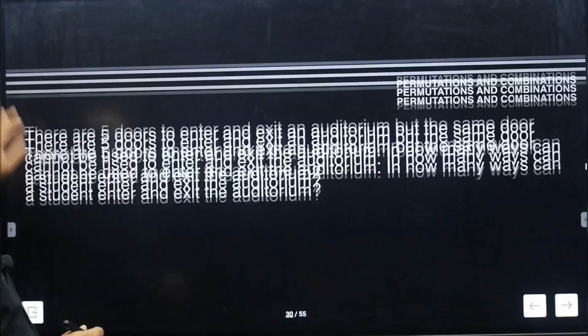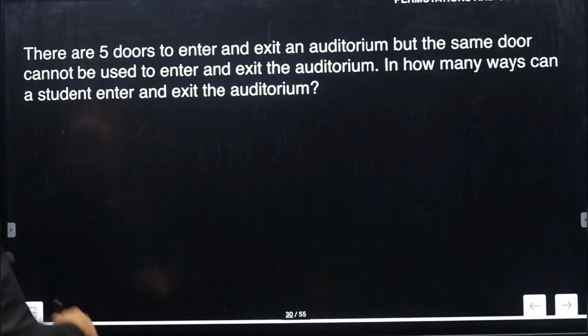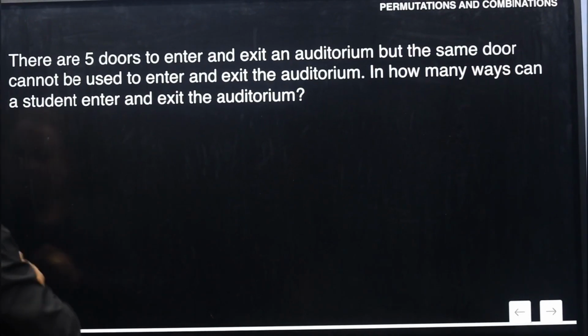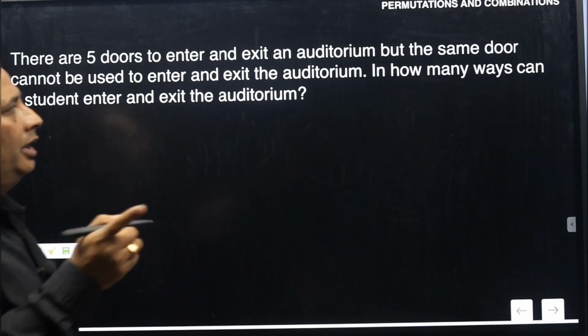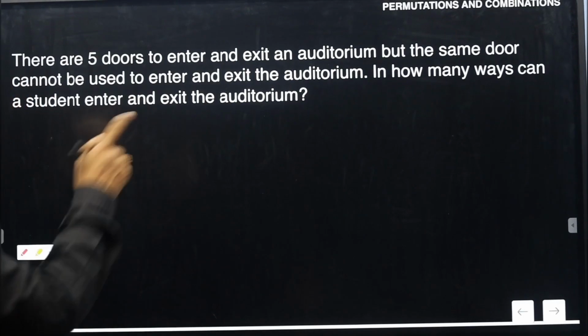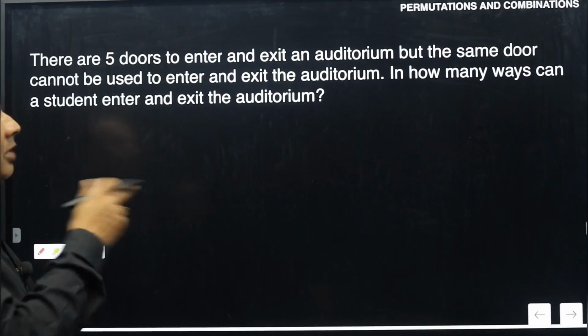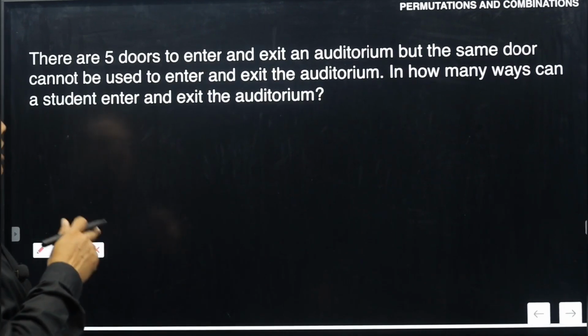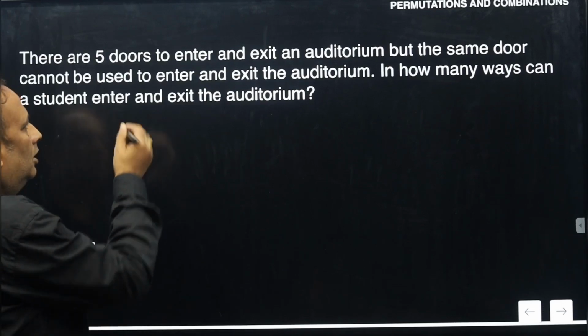Fine. Let's take another question. Here is an interesting question. There are five doors to enter and exit an auditorium, but the same door cannot be used to enter and exit the auditorium. In how many ways can a student enter and exit the auditorium?